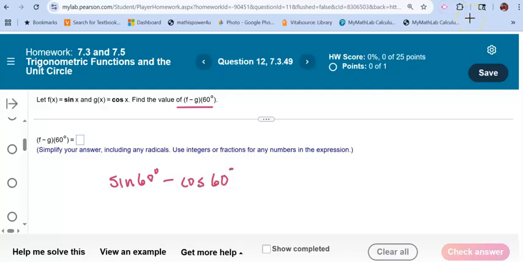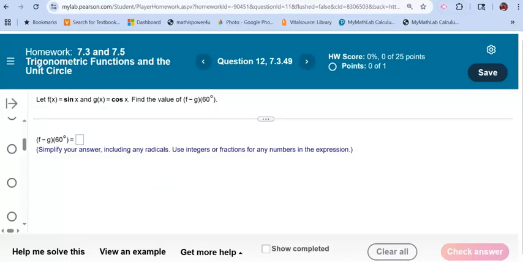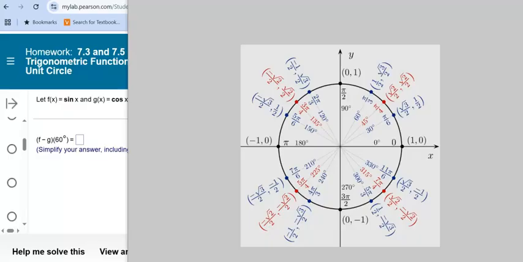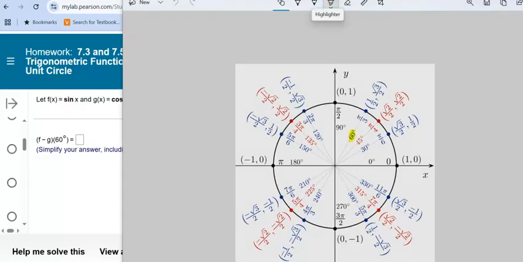Now f is sine, g is cosine, f comes before the minus, g comes after. So we're just plugging those in. Now you want to look on a unit circle and find 60 degrees and then understand what you're looking at here when you do this on the unit circle. All right, so there's 60 degrees.